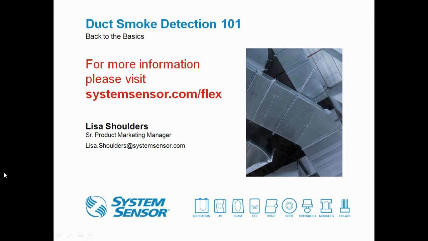Next question, can I install a duct smoke detector on the bottom of ductwork? Okay. You can. There are no code restrictions that would prevent you from installing a duct smoke detector on the bottom of the duct.